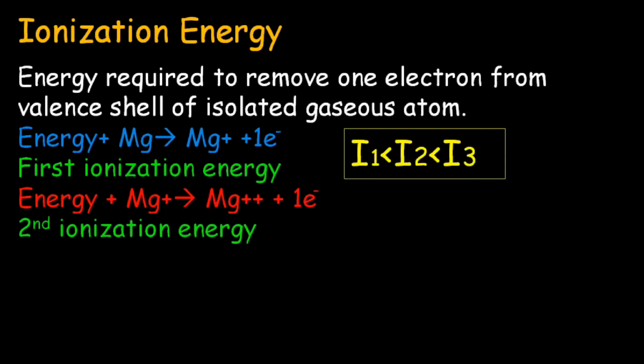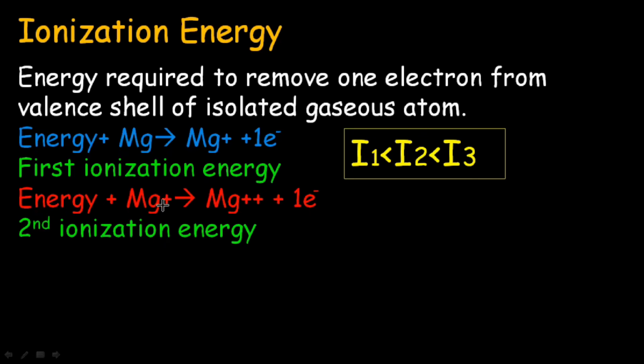The first ionization energy is least, while the second ionization energy is higher than first, and third ionization energy is still higher than second and first. This is because the first ionization energy is the energy required to remove electron from neutral atom, while the second ionization energy is given to the atom in ionic form.